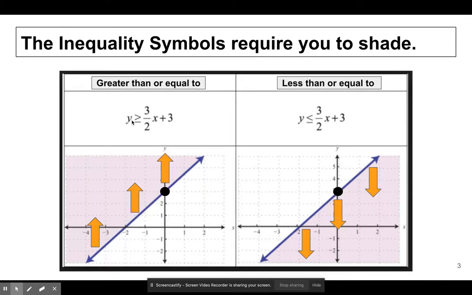So for instance, here, if you have the greater than or equal to, the equal to means that we're going to draw a solid line, and then greater than means that we would shade above. So if it's greater, we shade above the line. If it was less than or equal to, it is still going to be a solid line because it is equal to this line, and then we would shade below because it is less than. So anytime you see the equal to with the inequality symbol, you're going to use a solid line. And if it is greater, we shade above; less, we shade below.